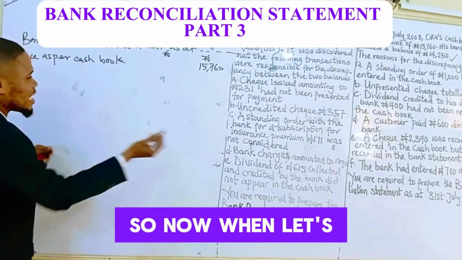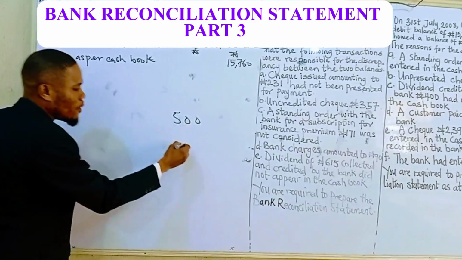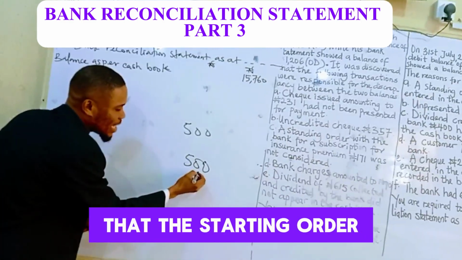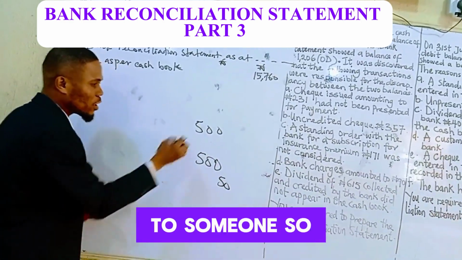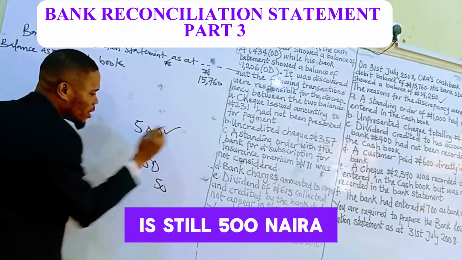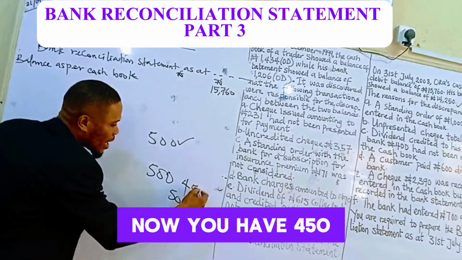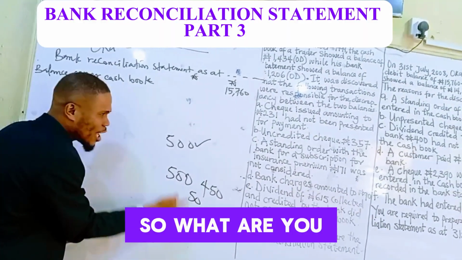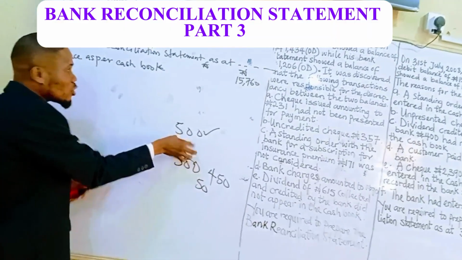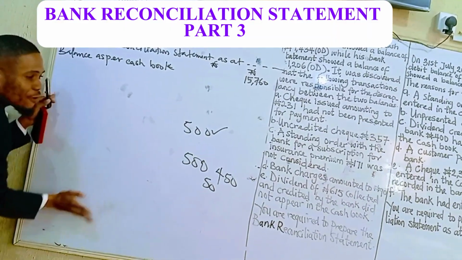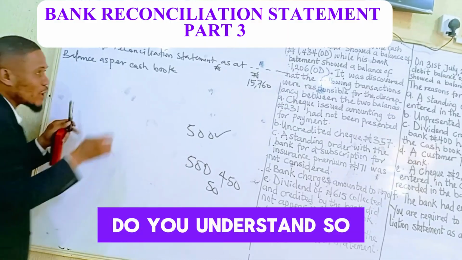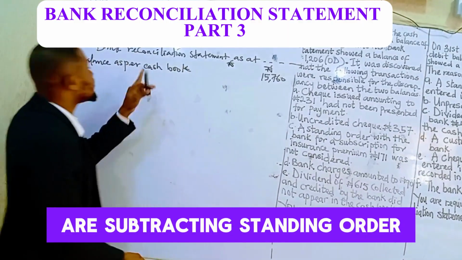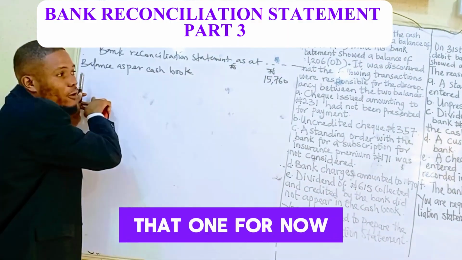So now, let's assume you have 500 naira in your cash book and 500 naira in the bank. Now, you have made a standing order of 50 naira to someone. You will be thinking that your cash book is still 500 naira, but in your bank now you have 450 naira. So the standing order has been removed from the bank. What are you going to do? Subtract it from your cash book. So we are not going to add the standing order here, that is why we add it under. So you can skip that one for now because we are subtracting.